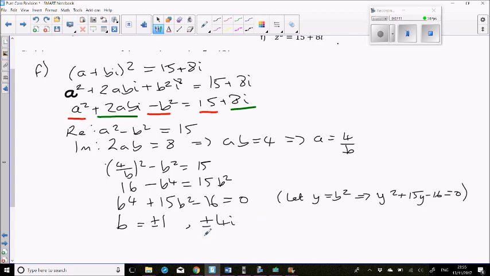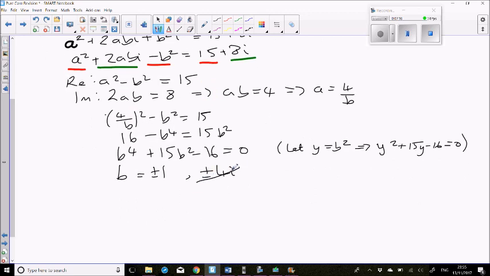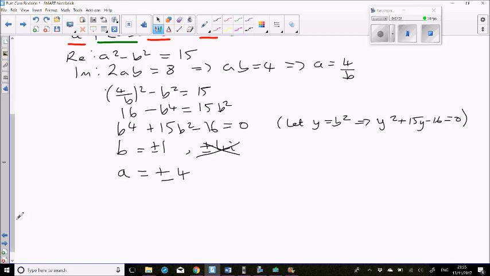Okay, now these are the answers I've got from my calculator. We need to remember that b is going to be a real number, so we reject that one. b is plus or minus 1. Now that makes a, if we substitute back in, plus or minus 4. So therefore we can get that.